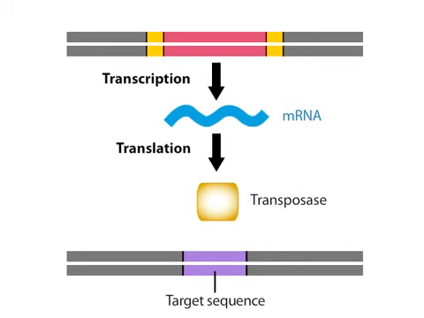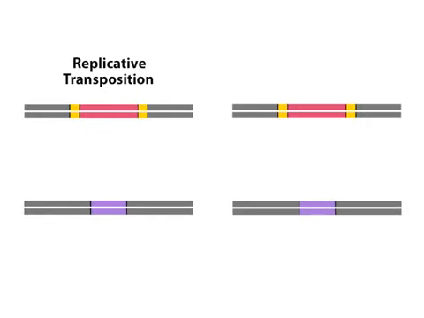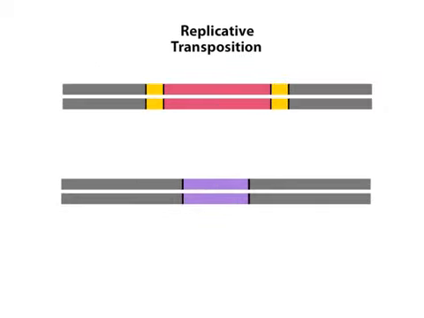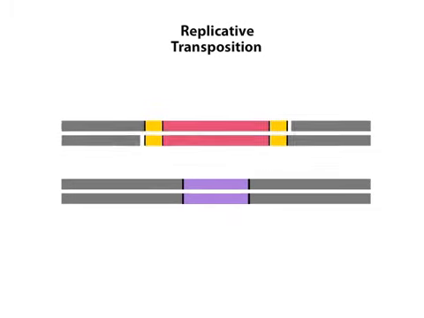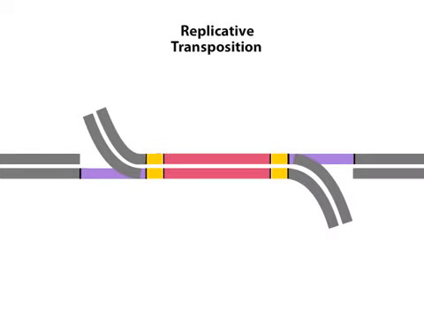The IS element, depending on the particular type, may enter the target sequence by one of two general mechanisms: replicative transposition or non-replicative transposition. In replicative transposition, transposase nicks the transposable element and the nicked ends attack the target sequence, making a staggered cut in the target DNA.